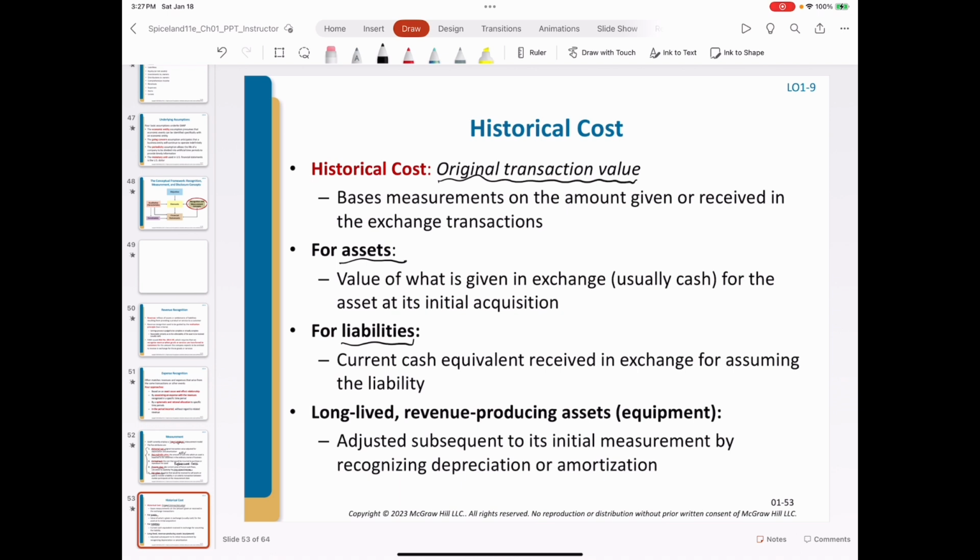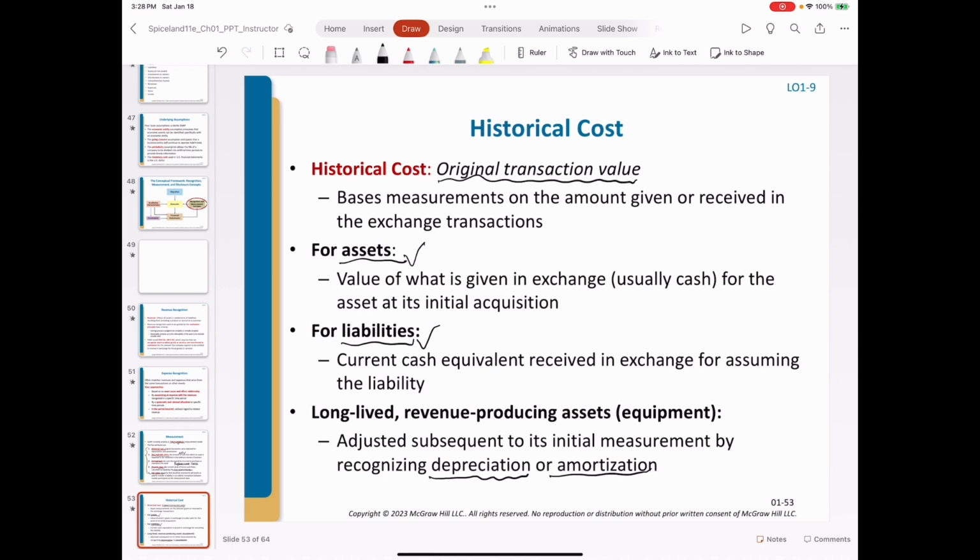Well, the liability is similar. When the company borrows money from a bank or issues debt in the debt market, the amount of payment or cash received is the historical value of the liabilities. Both historical costs of liability and assets are subject to change. When time lapses, both assets and liabilities will be adjusted, and the adjustment we call depreciation or amortization.